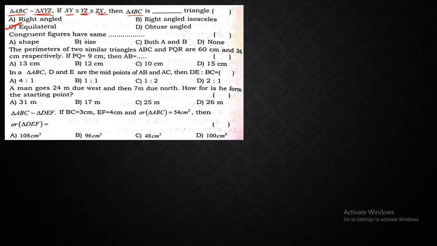Next, congruent figures have the same shape as well as the same size. That means both A and B are my answer. Next, perimeters. So perimeters are 60 and 36.